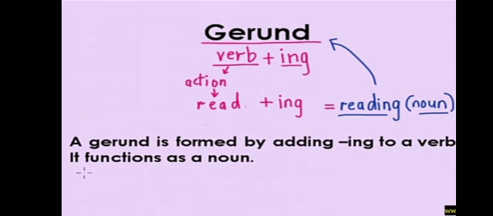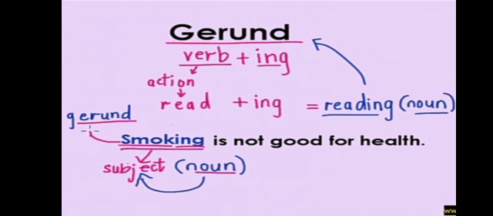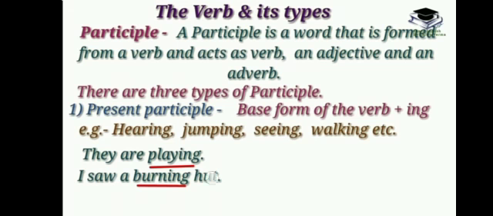Actually students, you will have to remember one thing, that a gerund is formed by adding ing to a verb, and it functions as a noun. Over here what we have understood is that a gerund is basically a verbal noun, which is made with the word ing. Suppose you can see the example, reading or smoking. If I make use of the word smoking in a sentence: smoking is not good for health. Over here it is the subject of the statement, and it is being used as a verbal noun, so that is why it is called a gerund.